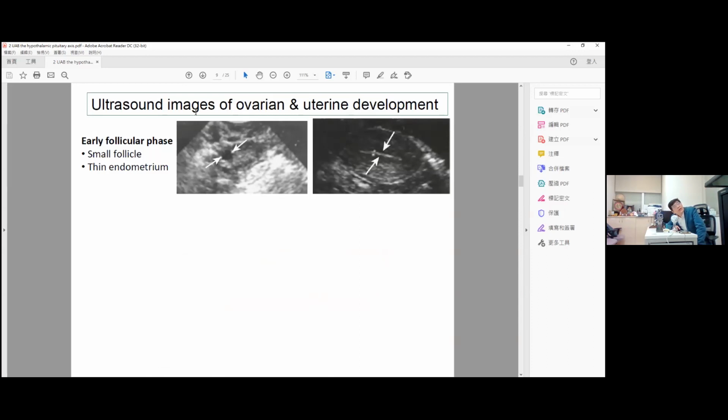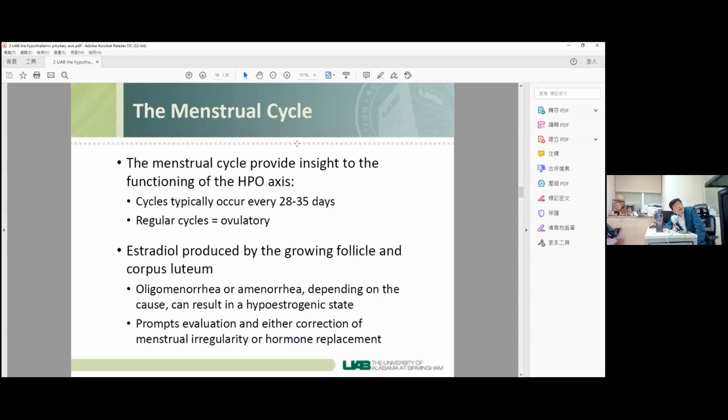We can use the ultrasound exam to check the ovary and the uterus development. Using the ultrasound, we can see the follicle, how big the follicle is. In the early stage it is a small follicle, and the endometrium lining is very thin, about 5 millimeters. So the menstruation cycle provides insight into the function of the HPO axis. The cycle occurs around 28 to 35 days. A regular cycle means you have ovulation, then the estradiol is produced by the growing follicle.